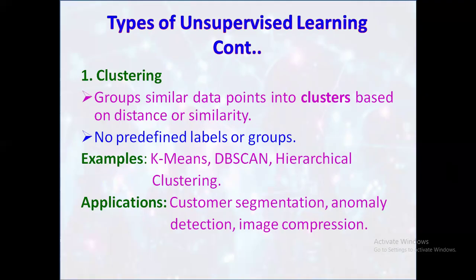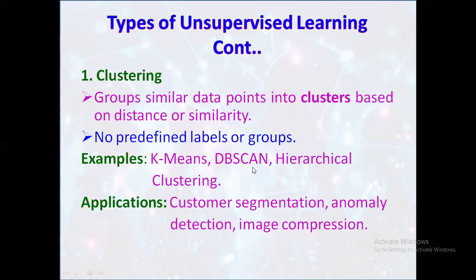The first type is clustering. Clustering is one of the fundamental techniques in unsupervised learning that involves grouping similar data points into clusters. The algorithm analyzes the features of the data and organizes them into groups such that data points in the same group are more similar to each other than to those in other groups. This technique is often used when we want to discover natural groupings in data without prior knowledge of the labels. K-means is a widely used clustering algorithm where the data is grouped into k clusters and each data point is assigned to the cluster with the nearest mean.